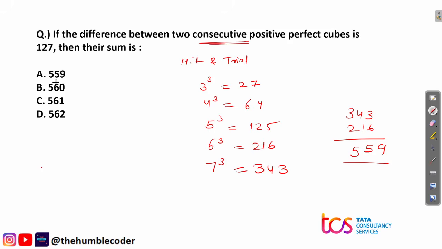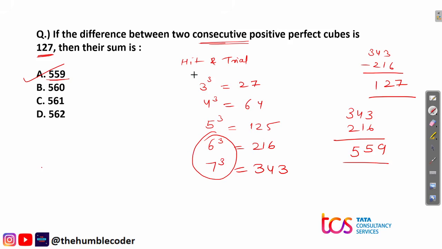559 is in the options, but we also need to check whether the difference is 127 or not. So when we do 343 minus 216, what we get is 7, then here it will be 2, and here it will be 1. So yes, exactly, we are getting the difference as 127 and the sum as 559. So yes, the correct answer is option A, that is 559, and the two consecutive numbers are 6 and 7.